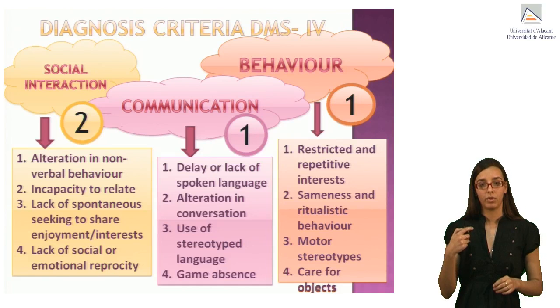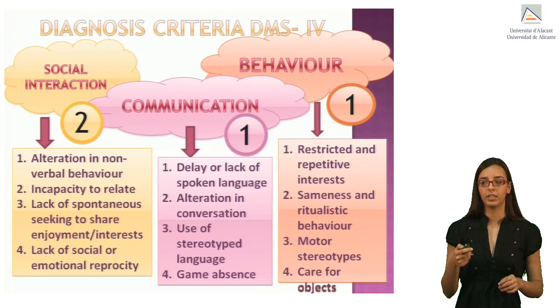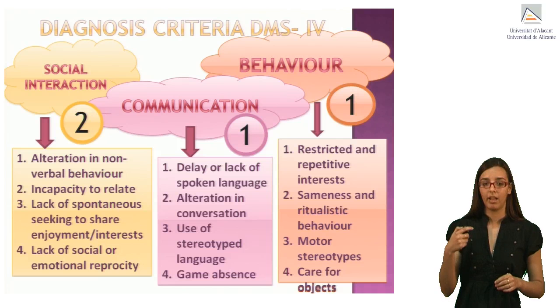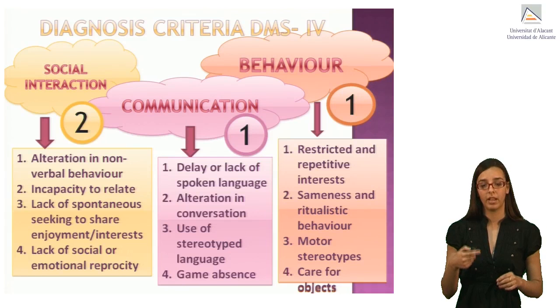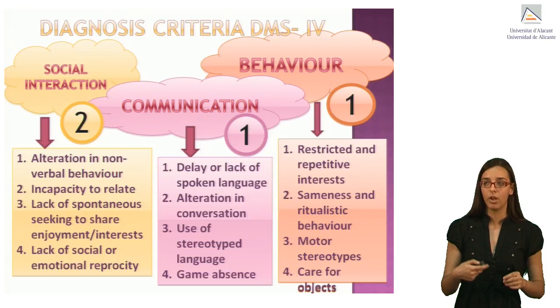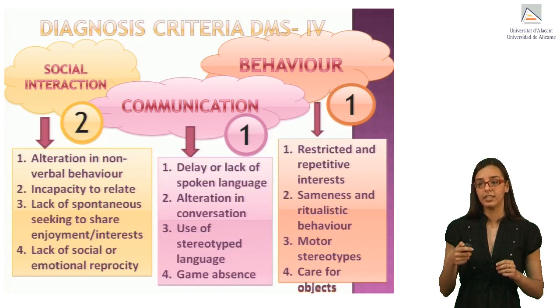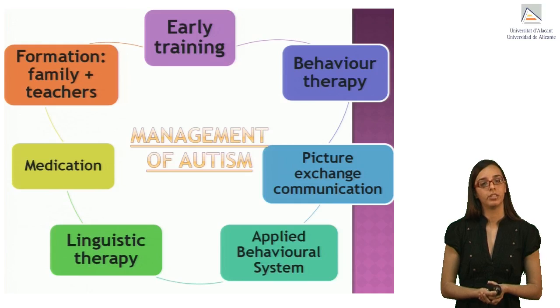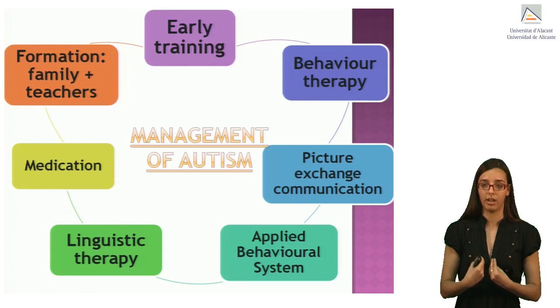We must remember that all of the areas have to be affected before the age of 3. And these characteristics cannot be better explained by Rett's syndrome or the childhood disintegrative disorder. Let's have a look now at the management of autism, which is what really matters to us.